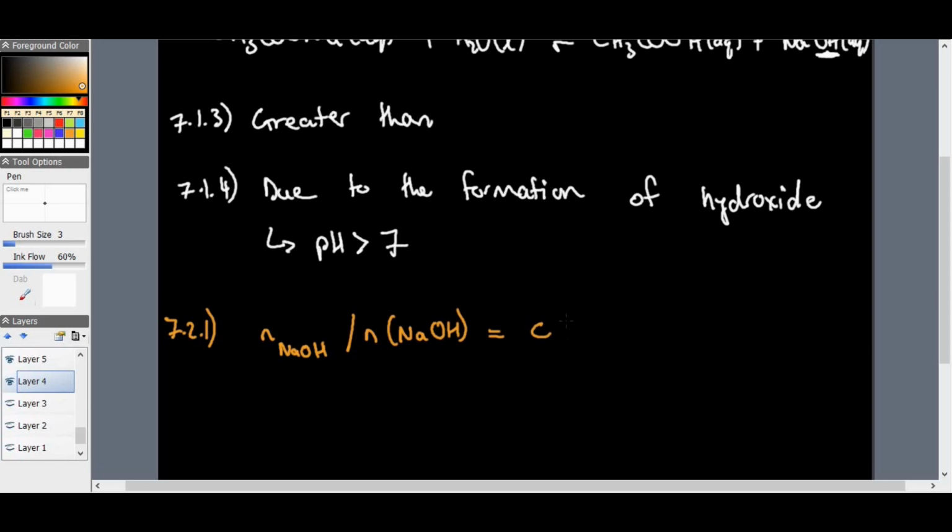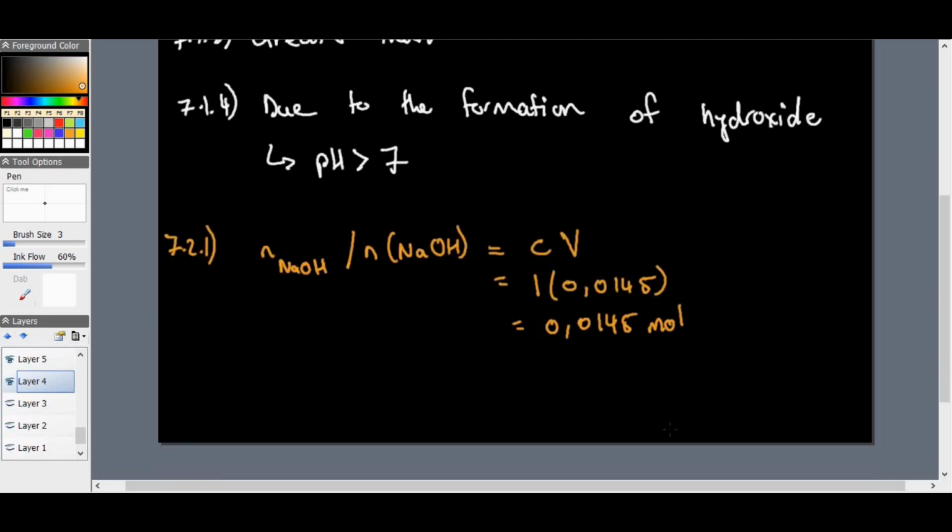That's equal to the concentration times the volume, which is of course 1 mole per decimeter cubed multiplied by the 14,5 centimeters cubed, which must be converted to decimeters cubed, so that's 0,0145. So that means the number of moles we have is 0,0145 mole of sodium hydroxide in the reaction that reacts with the ethanoic acid.